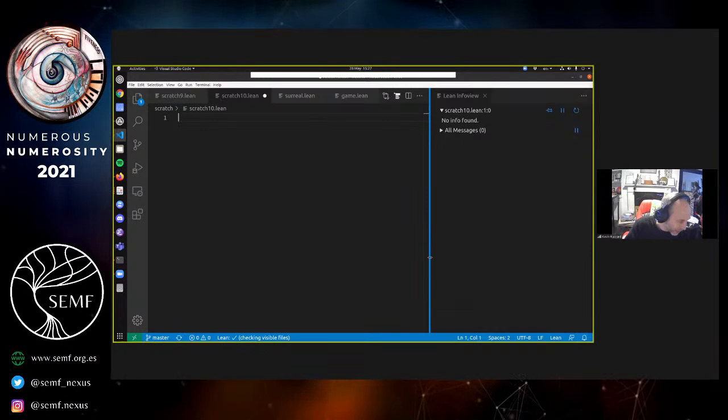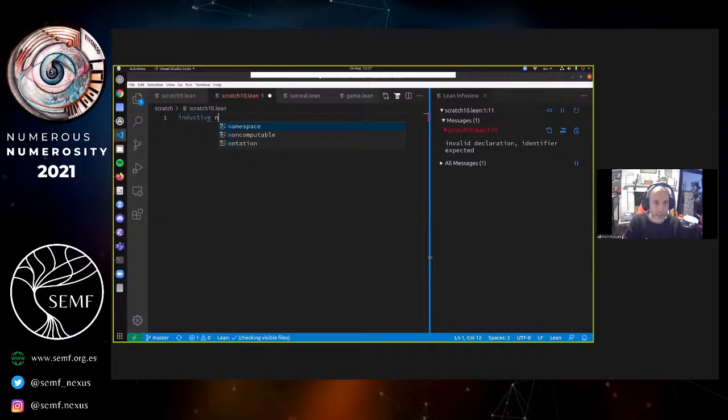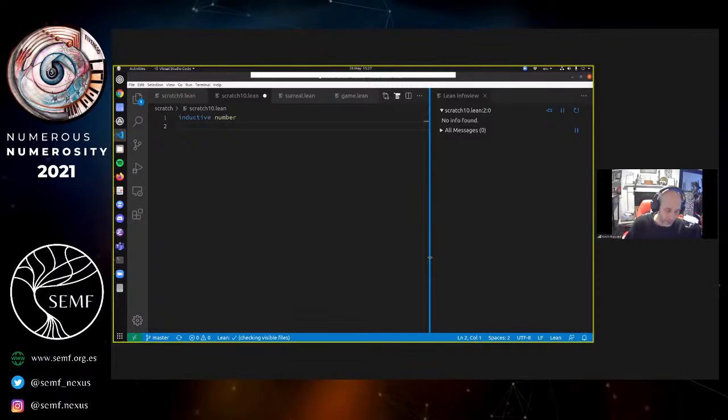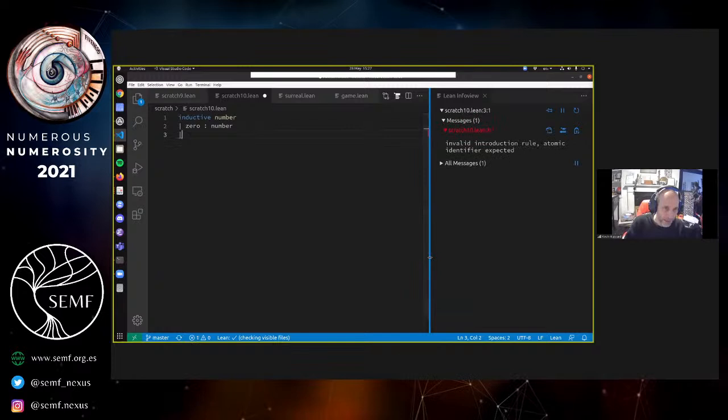We're going to type inductive number. This is a way of telling this computer proof system that we're about to define numbers by a collection of axioms. The first axiom is that zero is a number. And the next axiom is that the successor of a number is a number.